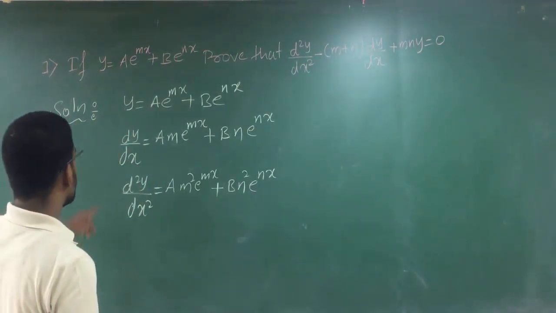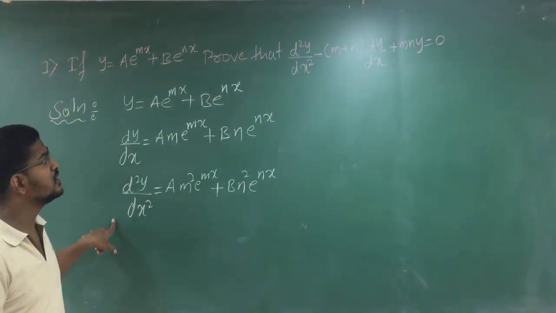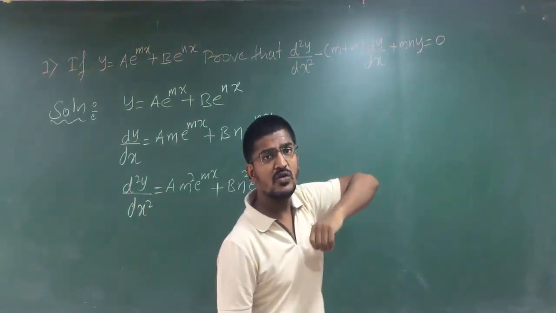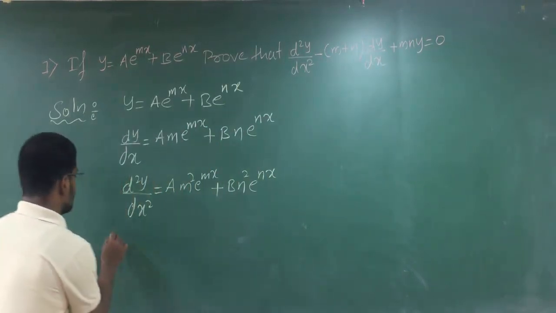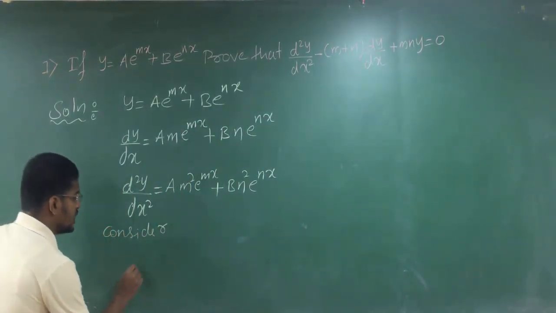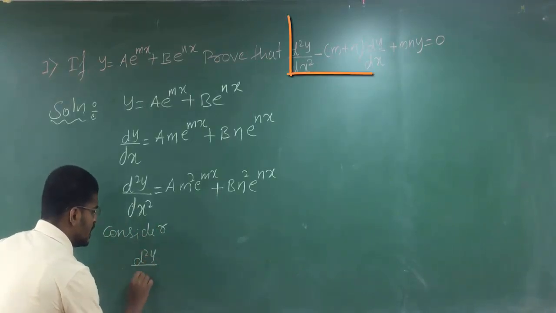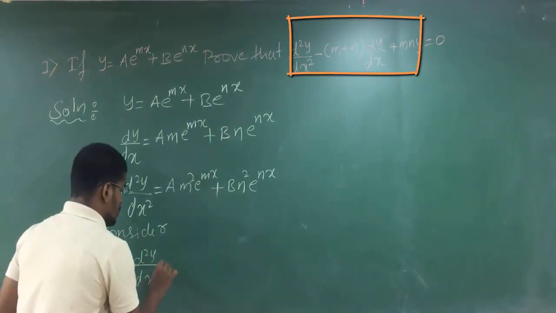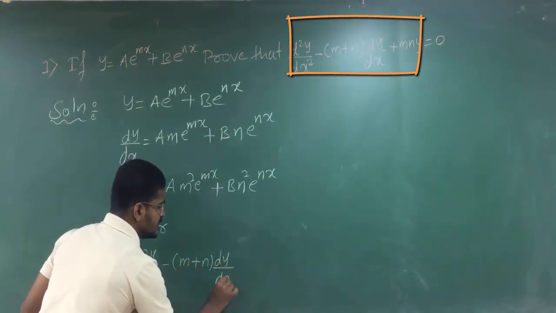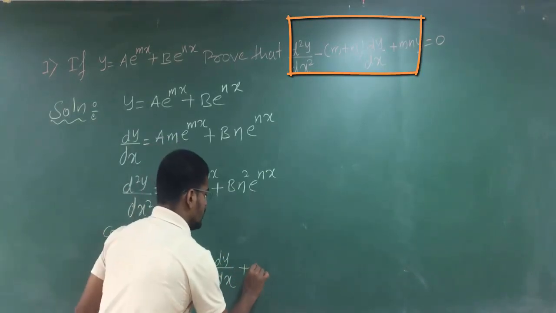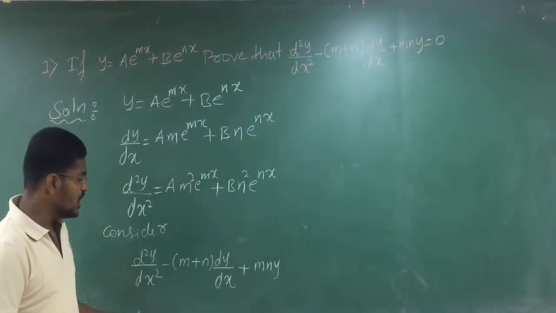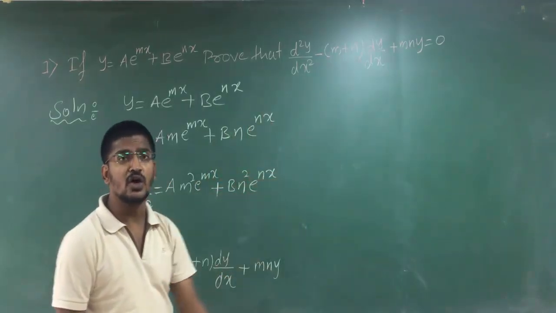So now see here, you have differentiated 2 times. Now you have to prove that this term is equal to 0. So for that reason, consider the given equation. What is that? d square y by dx square minus of m plus n into dy by dx plus m into n y. Okay, you consider this equation. Now let us prove this equation is equal to 0.